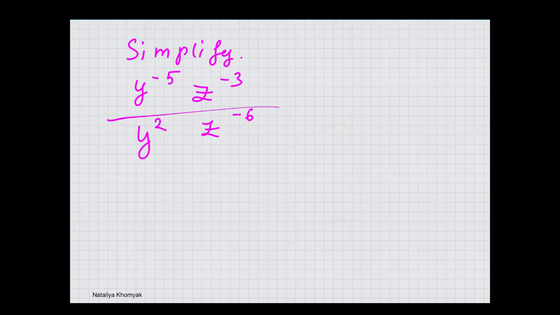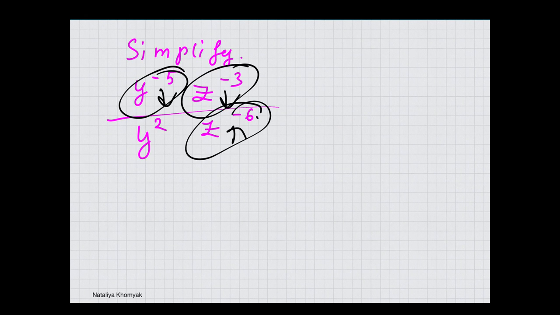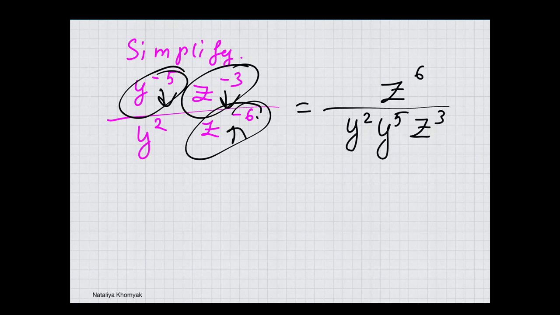Here we have same bases with exponents, but before I start reducing, I want to simplify the signs first. So I'm going to move this y to the negative 5, z to the negative 3, and z to the negative 6 before I start simplifying this fraction. So y to the second stays as is. Then we have y to the 5 that we brought down. We have z to the 3 that we brought down. And the numerator will have z to the 6 that we brought up.